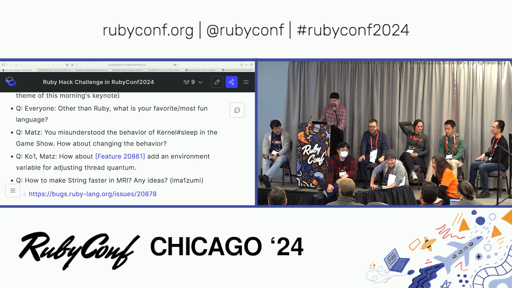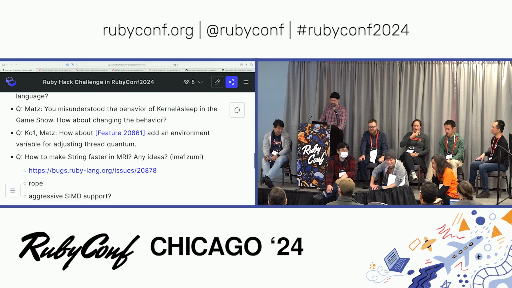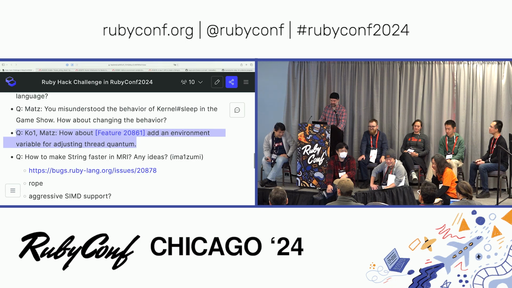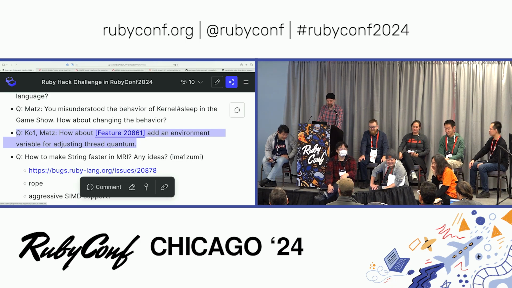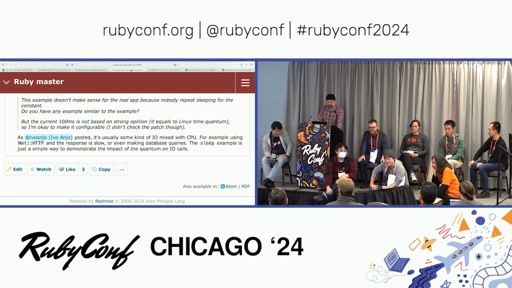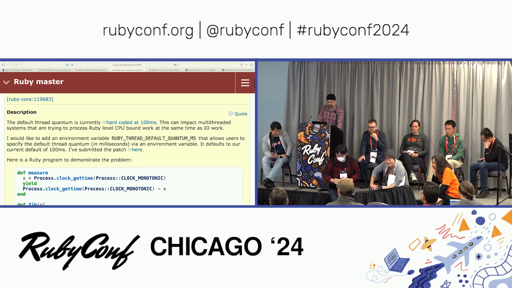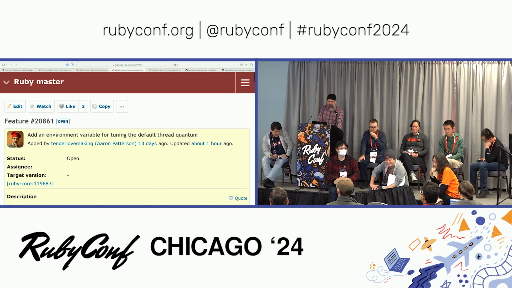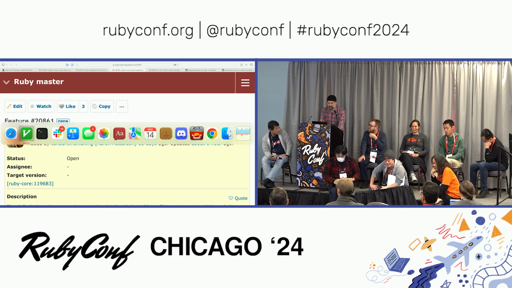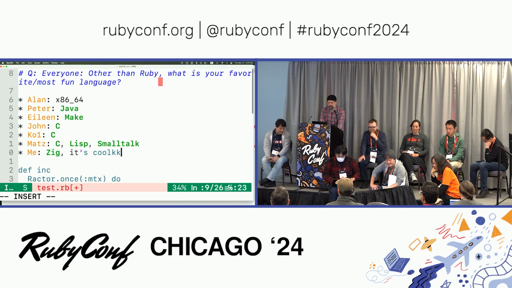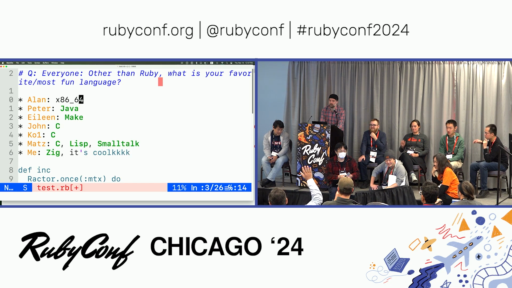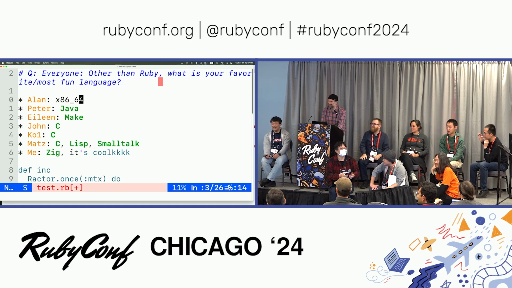All right. We have more questions at the bottom, but I'm going to be really selfish right now and do this one, because this is my question. I filed this feature to add an environment variable for changing the thread quantum. This is the ticket. I'll do a very short presentation. Who here went to Evo's talk or to Koichi's talk? Okay, a few people. You went to your own talk, great.